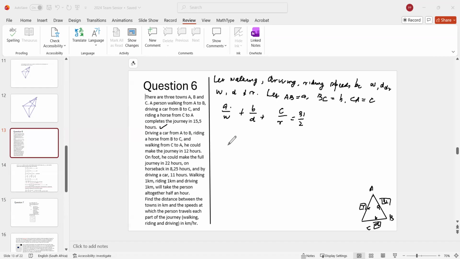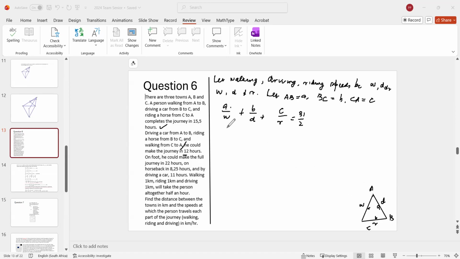Now they say driving a car from A to B. So this thing changes now. From A to B, if you drive, riding a horse from B to C, and walking from C to A. This is the third part. We stop there. He could make this journey in 12 hours. So this is a similar kind of situation there.